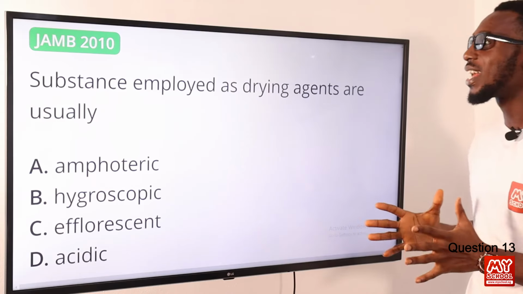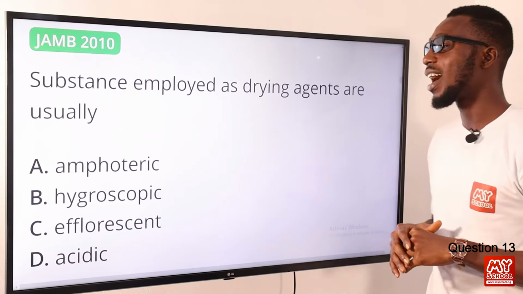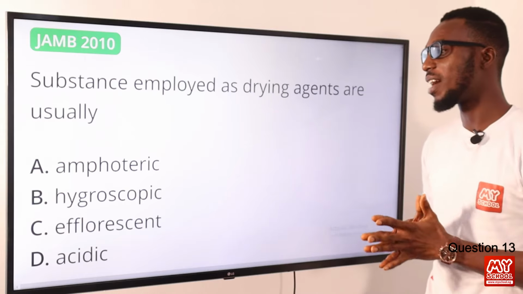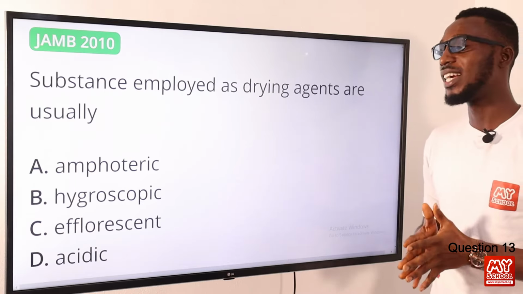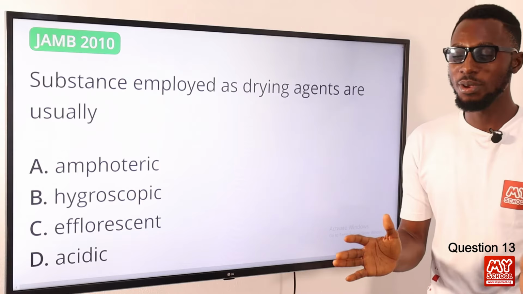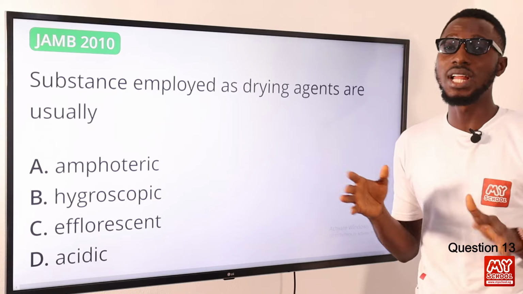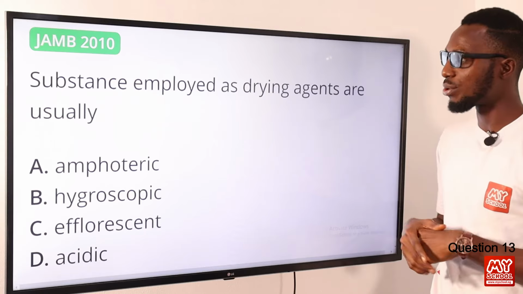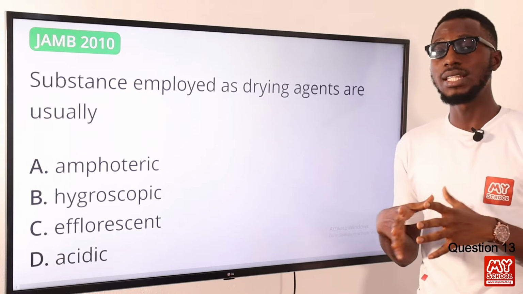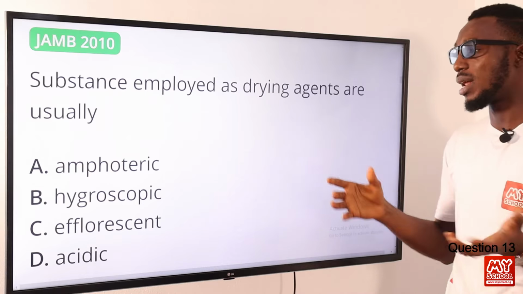13. Substances employed as drying agents are usually what? They are usually hygroscopic or deliquescent in nature. You can also refer to these drying agents in the laboratory as desiccants, used in desiccators. They have a very strong affinity for moisture, or water.